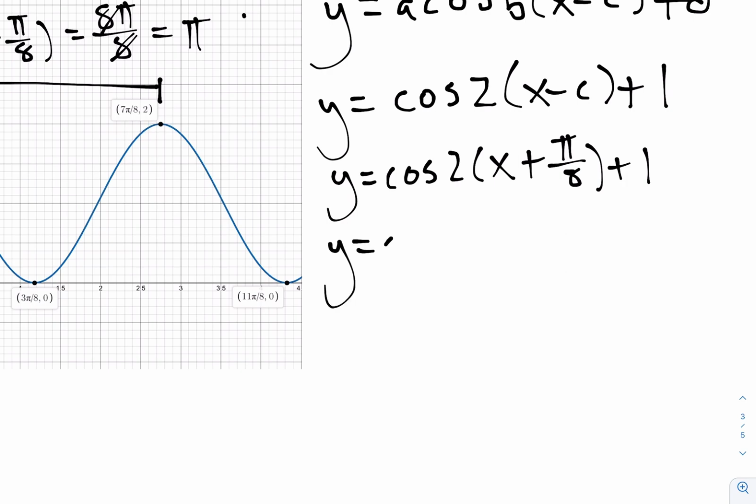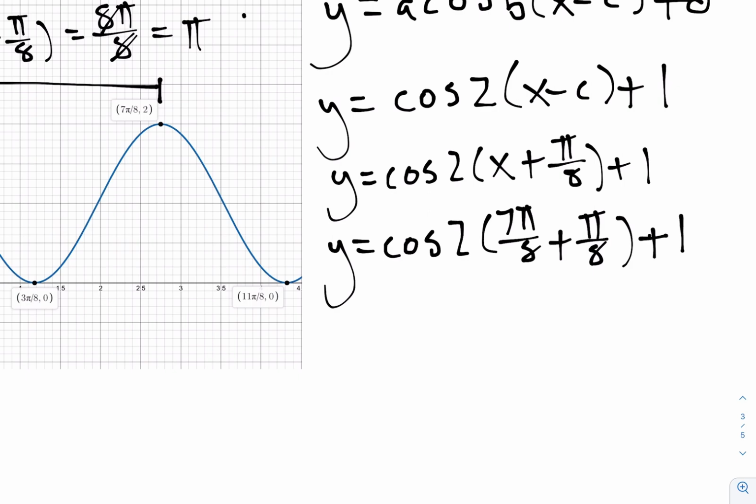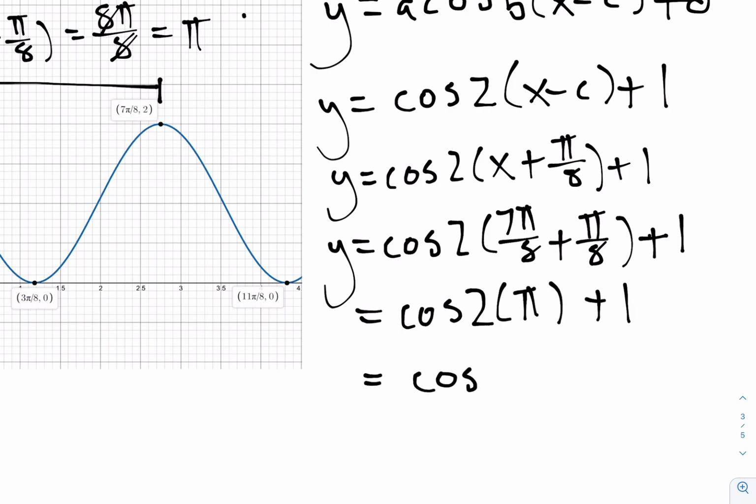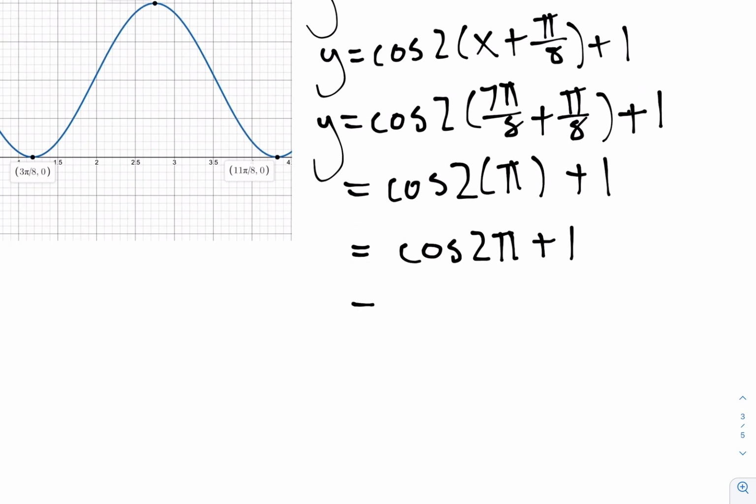So y equals cosine 2, 7 pi over 8 plus pi over 8 plus 1. Okay, so 7 pi over 8 plus pi over 8 is 8 pi over 8. 8 over 8 is 1, so that's just going to be cosine of 2 times pi plus 1. So this is the cosine of 2 pi plus 1. Cosine of 2 pi, remember, is 1. So 1 plus 1 does, in fact, equal 2.